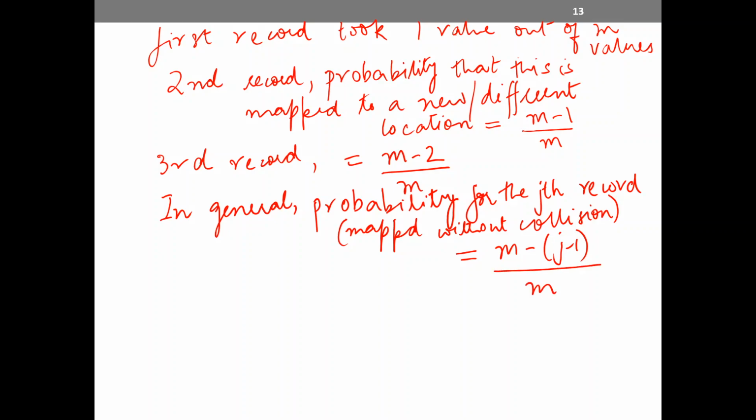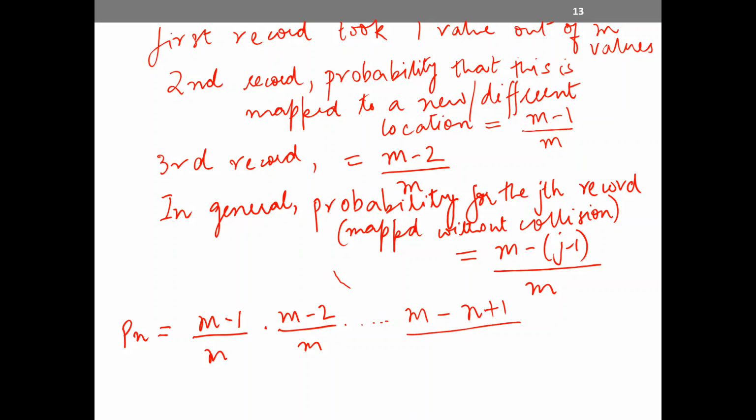Now, because keys are independent, the probability that all n keys are mapped to different locations, let me denote that by p of n, would be, under the assumption of independence, m minus 1 over m, m minus 2 over m, all these probabilities, and so on up to m minus n plus 1 over m. I'm just generalizing it, replacing j by n, for any number n of keys that I'm trying to find out.